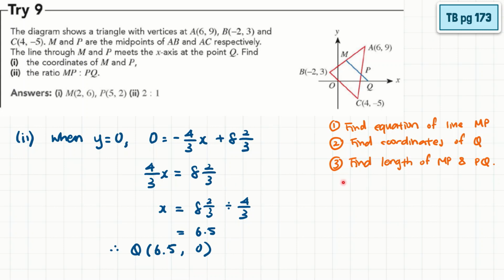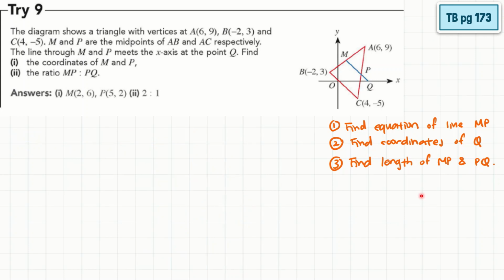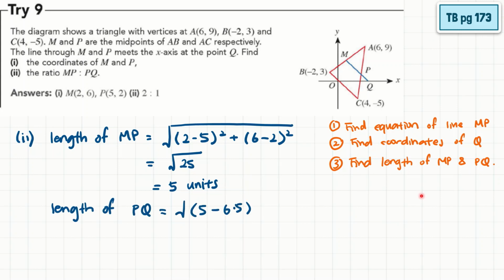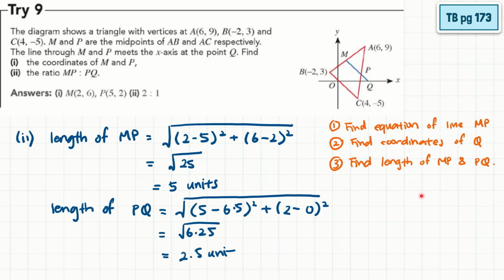Now we have to address the last step, which is to find the length of MP and PQ. So the length of MP, okay, since I have the coordinates of M and P, using my length of line segment formula, I will be able to get this. Okay, and that is equal to square root 25, which is 5 units. We do the same to find the length of PQ by applying our formula, and we will get square root 6.25, which simplifies to 2.5 units. So I have found the length of MP and also the length of PQ.